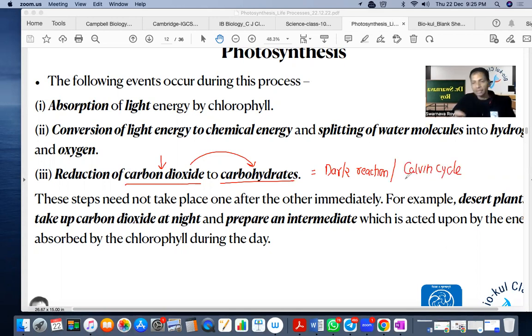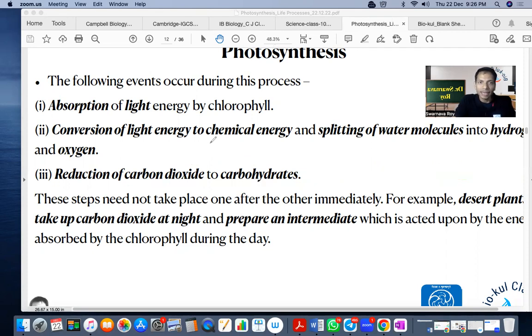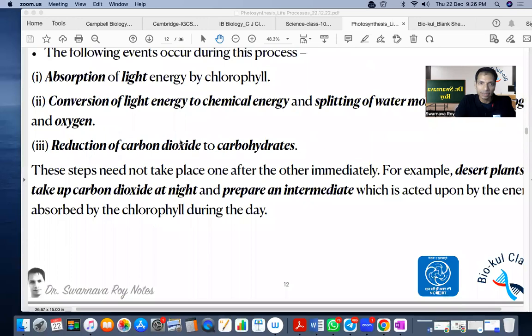Kelvin cycle, which is named after the creator Kelvin and his colleague Andrew Benson. So technically it is called the Kelvin-Benson cycle, or in short, we can say Kelvin cycle. All right. So next we will study the light reactions of photosynthesis.